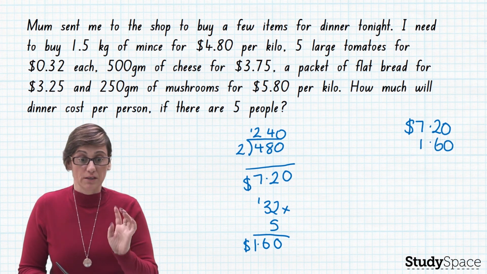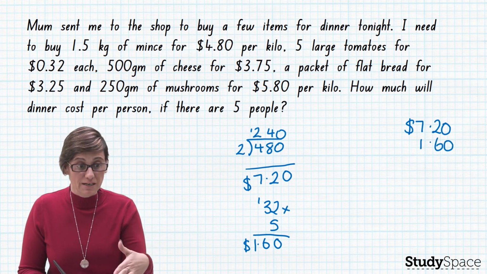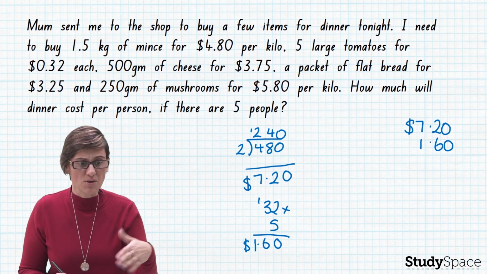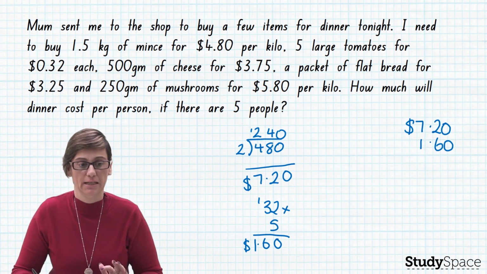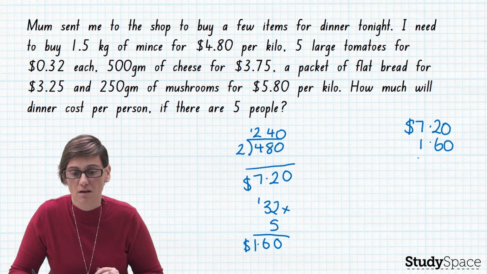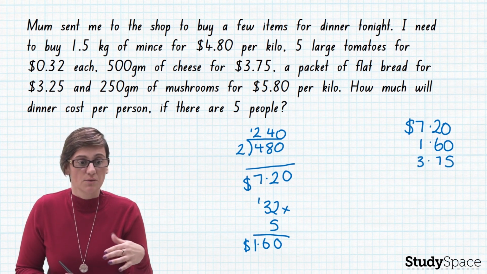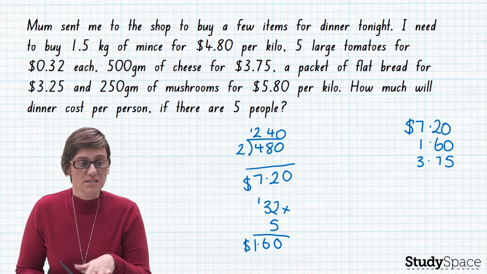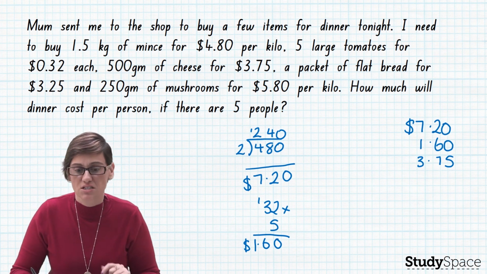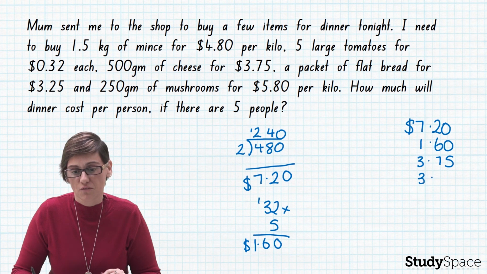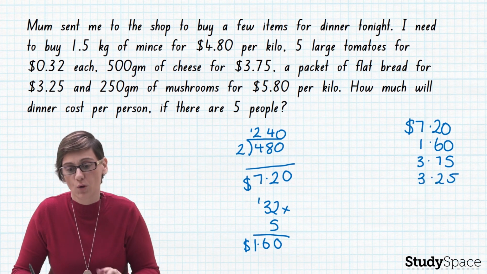Okay, what do we got? So we've dealt with the mince, we've dealt with the tomatoes. Our cheese, we don't need to do anything, we just need to add that to our calculation. So $3.75. So we've dealt with that. A packet of flatbread, so we just need to add our flatbread. So that's $3.25. Making sure you line up all your decimal places.